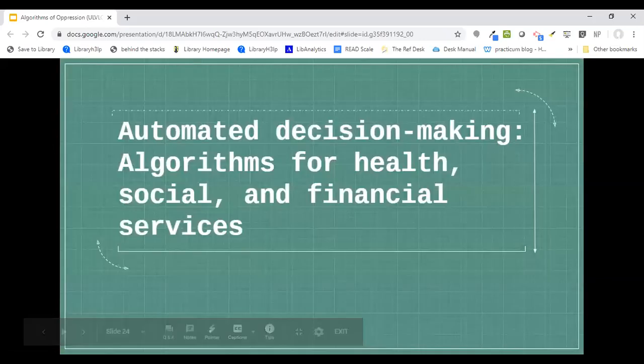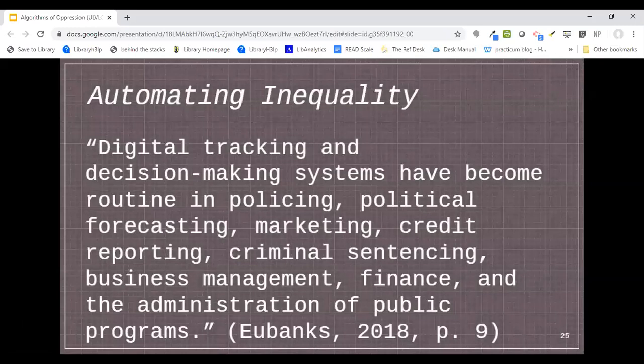Okay, so finally, my final section here, I want to talk about automated decision making: algorithms for health, social, and financial services. One of the things that I highly recommend reading, if this is something you're interested in, is Automating Inequality by Virginia Eubanks. It came out in 2018, the same year as Algorithms of Oppression.